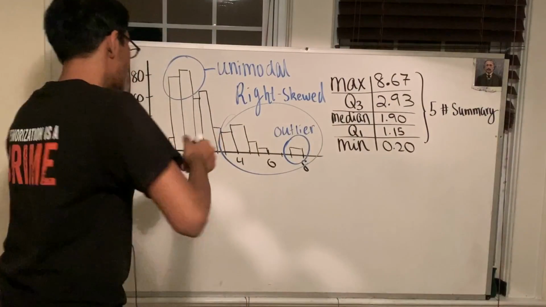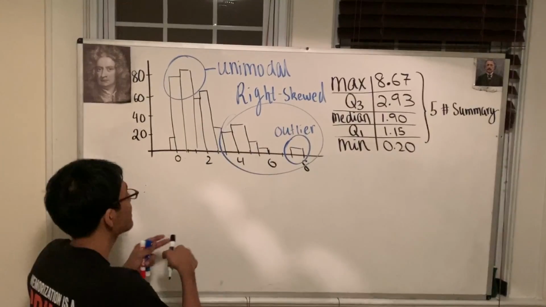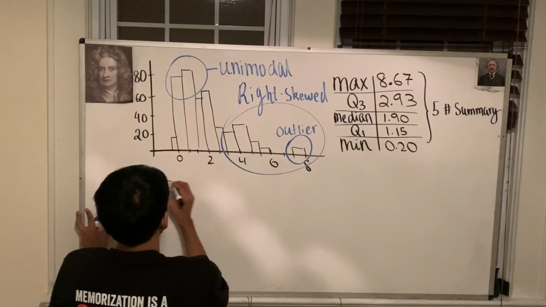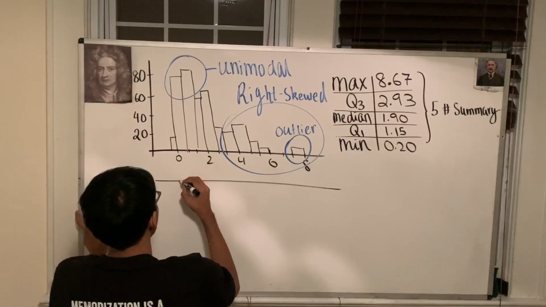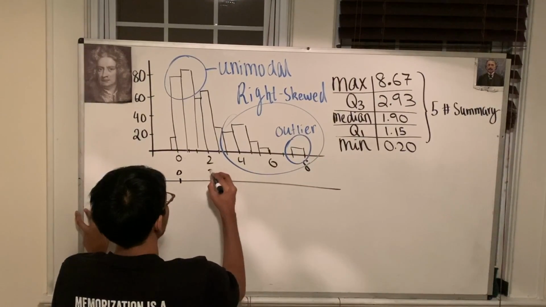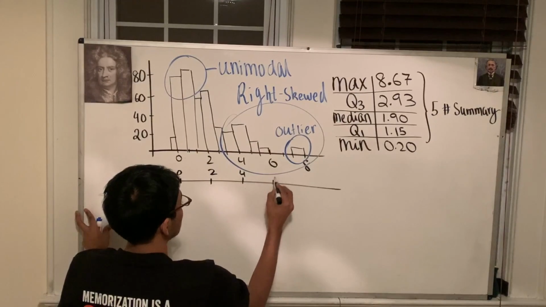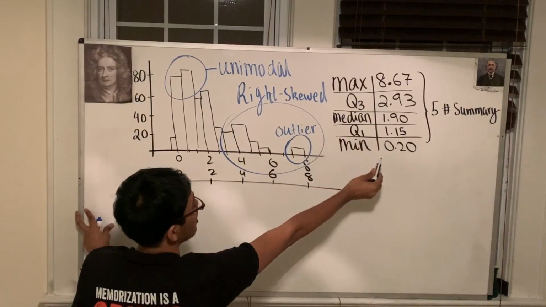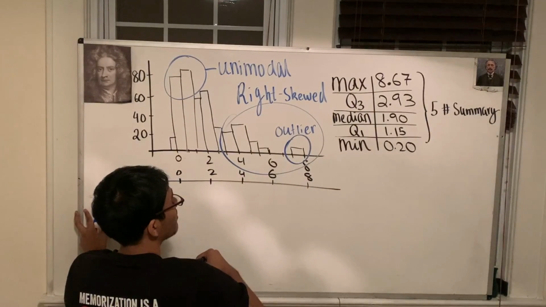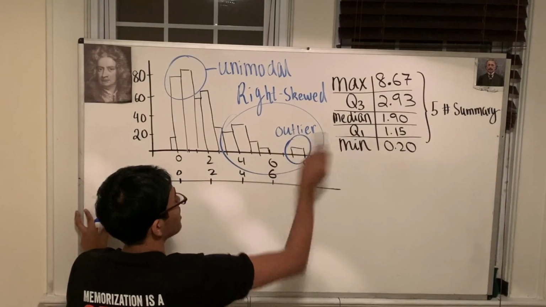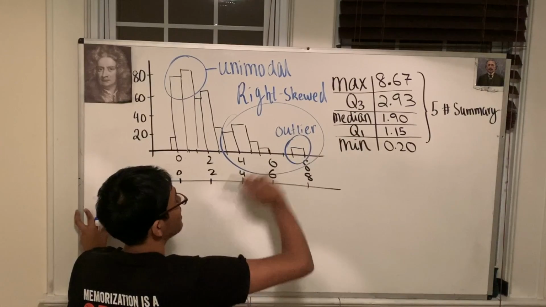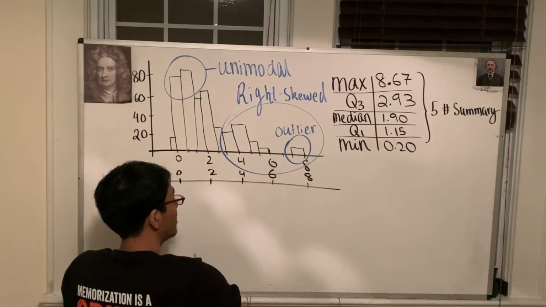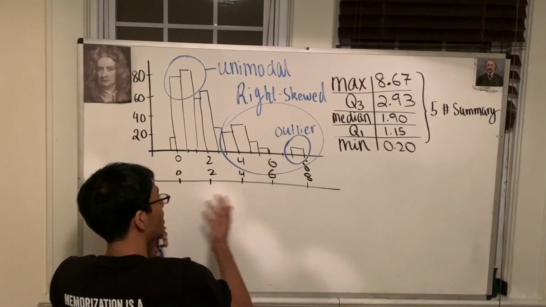Well, first and foremost, what we have to do is make a scale similar to our histogram. So our scale can be a horizontal scale. You can go from 0 to 2 to 4 to 6 to 8. Now, let's put our minimum. Where's the minimum going to be? Where's quartile 1 going to be? Where's the median going to be? Where's quartile 3 going to be? All of these are going to be involved within the box plot.